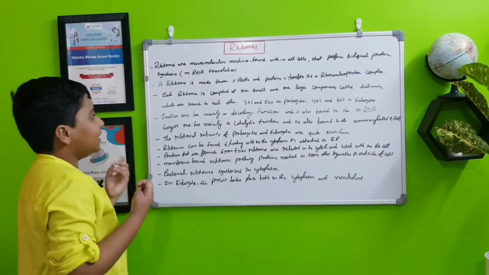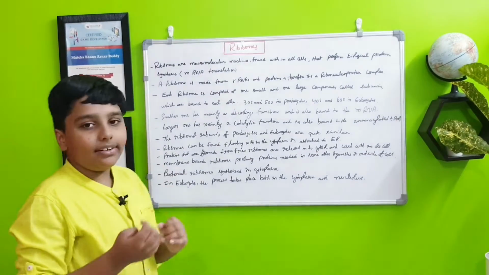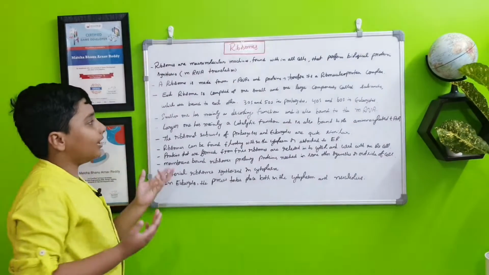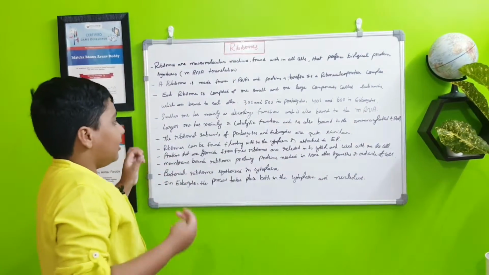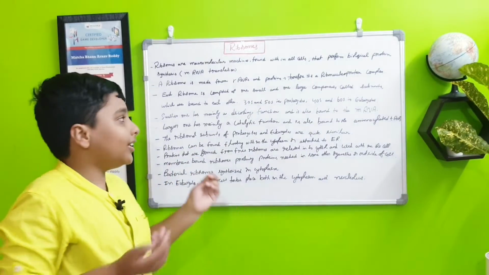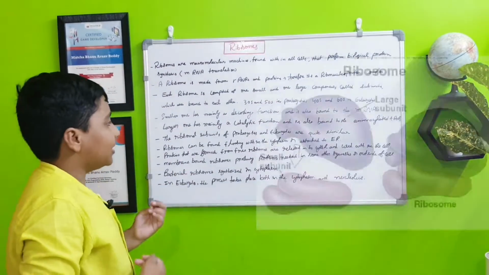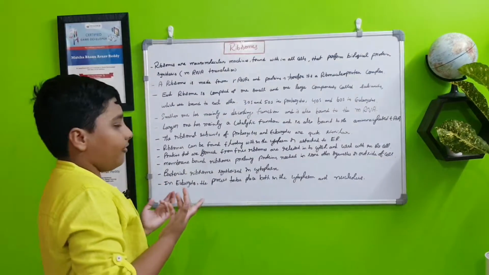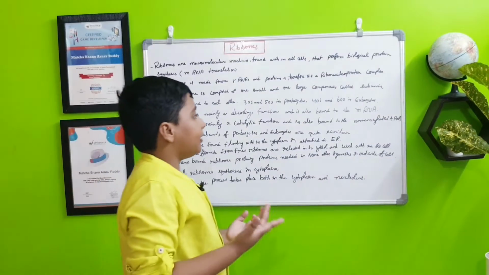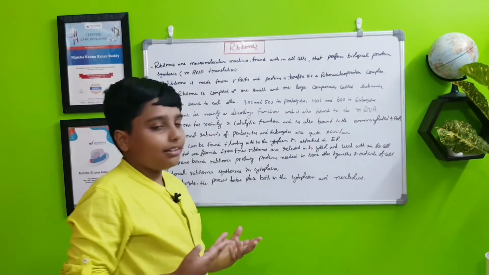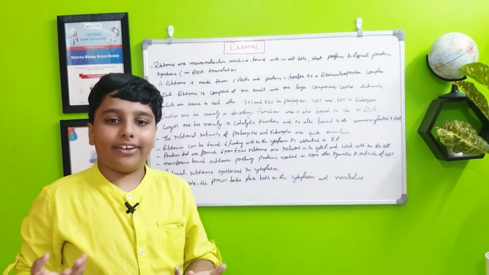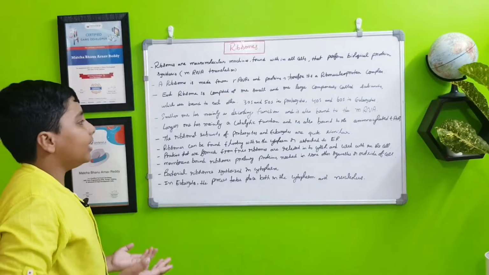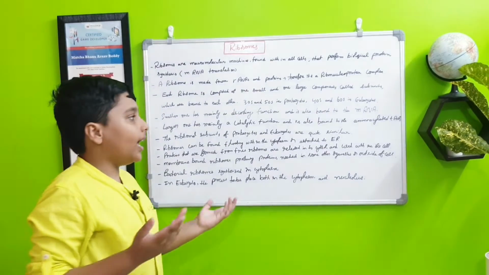Each ribosome is composed of one small and one large component called subunits, which are bound to each other. Prokaryotes and eukaryotes have different sizes of these. In prokaryotes, the small one is 30S and the large one is 50S. And in eukaryotes, the small one is 40S and the large one is 60S. 10 difference. Okay.